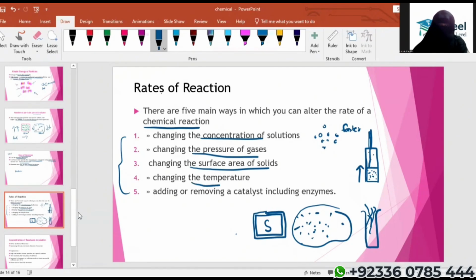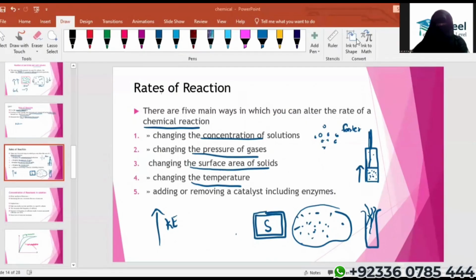The next is changing the temperature. Increasing the temperature increases the kinetic energy of the particles and so there will be more successful collision. And lastly, you have the addition or removal of catalysts, including enzymes.